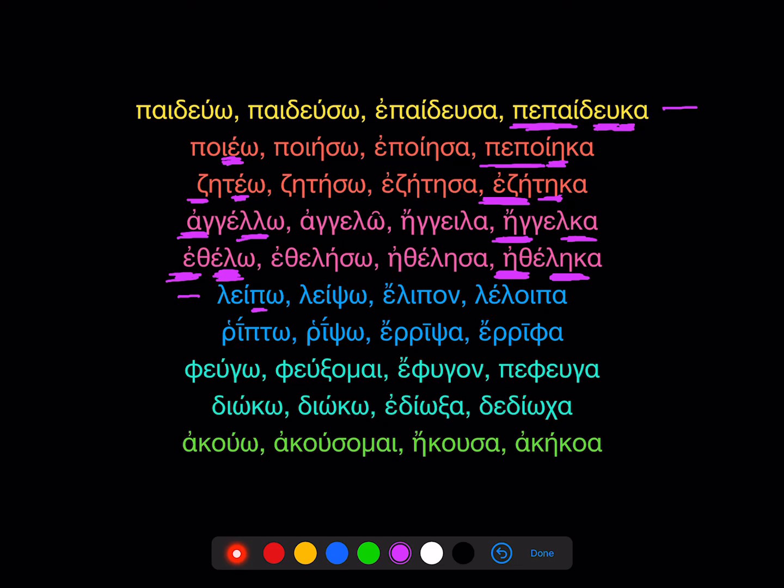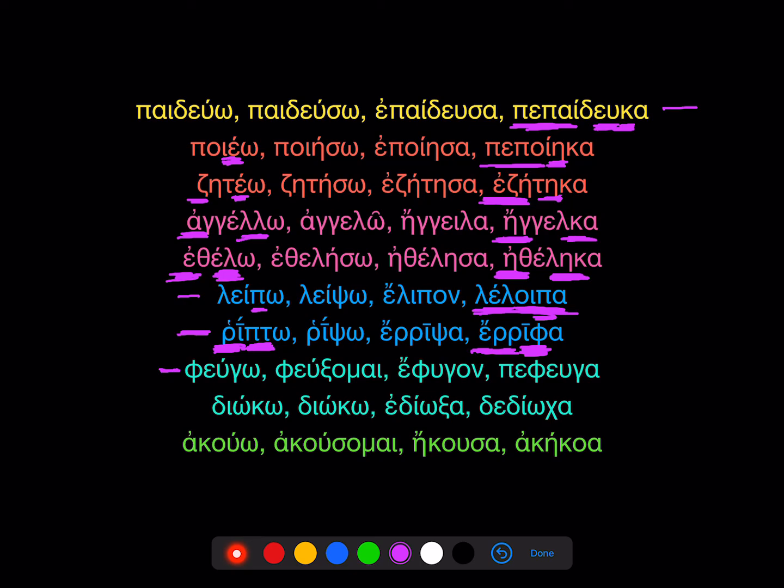Now leipo has this labial at the end. And it just stays there. We're not adding a kappa or anything. So leloipa, nice reduplicated beginning, but we're not adding any sort of kappa there. Rhipto has a labial plus a tau, and we're going to lose that tau in the fourth principal part. And we're actually roughening the pi into a phi. So when you have a stem that ends in a labial like that, sometimes it'll roughen, sometimes it won't. Notice that rhipto also begins with a rho. So to reduplicate that, we're going to double the rho and put an epsilon in front. Right? And again, that one's not going to change in the pluperfect.